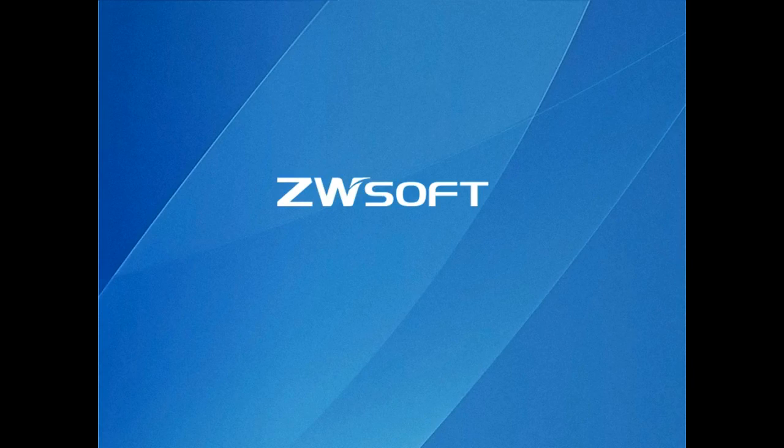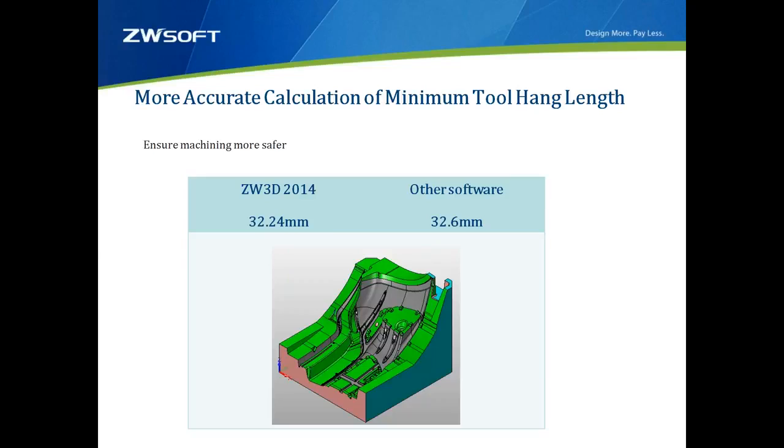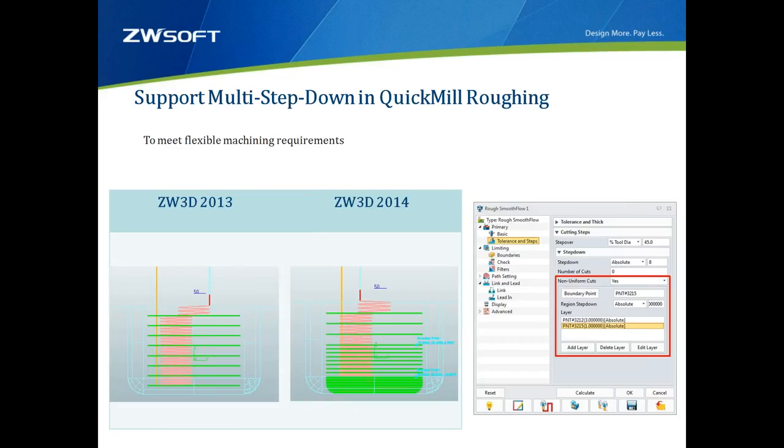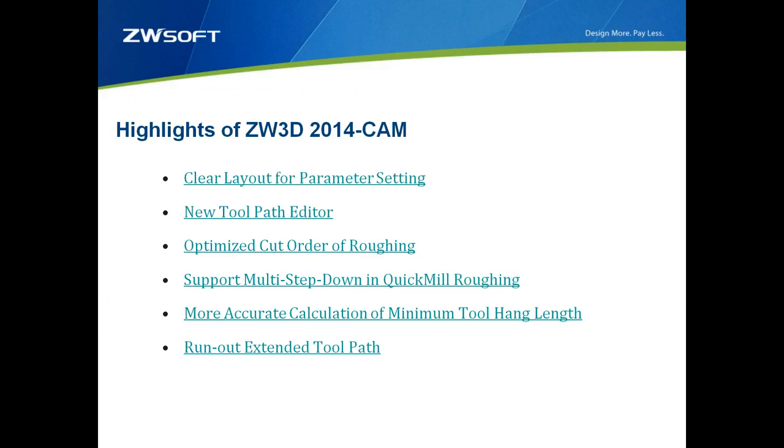Okay. I think that is all the points I want to show you in today's webinar about the highlights of ZW3D CAM. Okay, let's review all of these points from the beginning. The first one is the new workflow for parameter setting, and then the big point is the new Toolpath editor. With this new Toolpath editor, you can do a lot of things to help you get a good toolpath to finish your part.